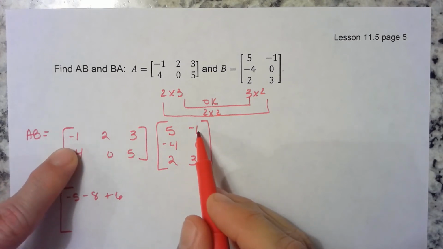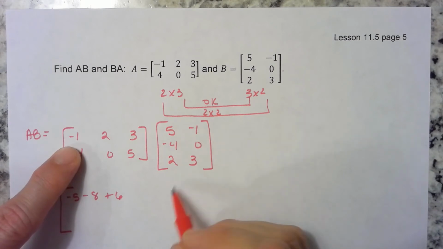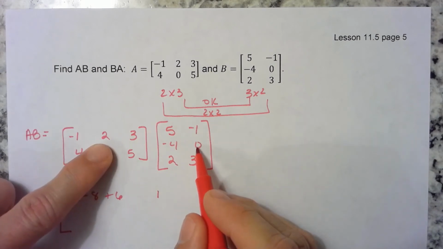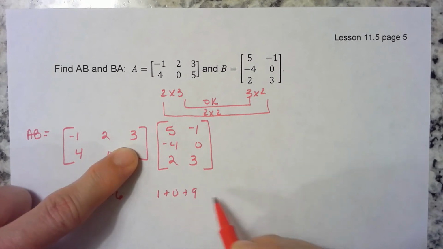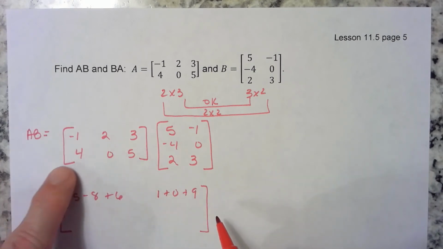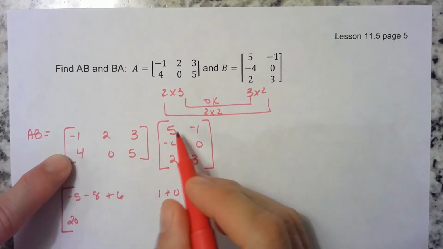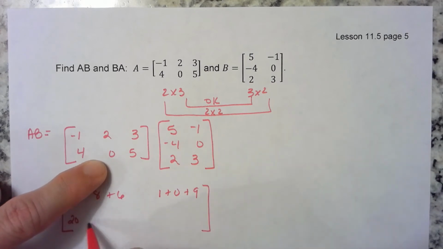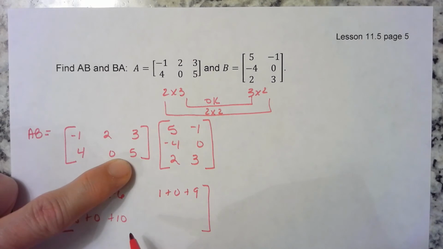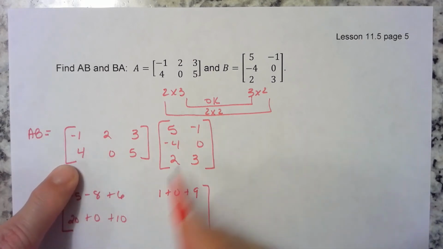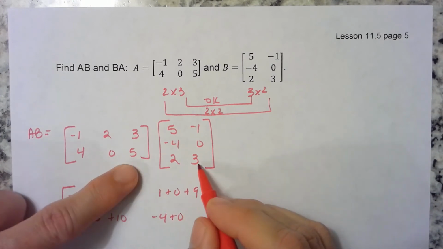Then I go to the next column, but stay with the same row. Negative 1 times negative 1 is 1. 2 times 0 is 0. 3 times 3 is 9. Okay, now I'll go to the second row, first column. 4 times 5. 0 times negative 4. 5 times 2. 4 times negative 1. 0 times 0. 5 times 3.